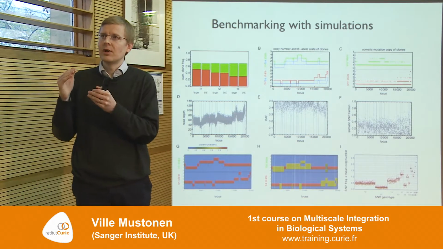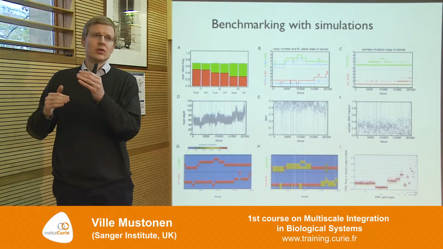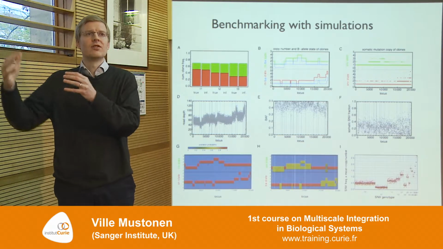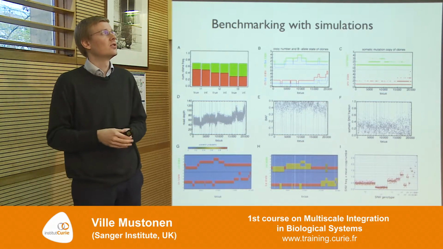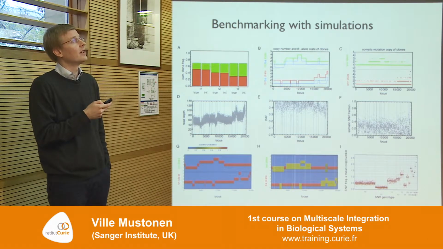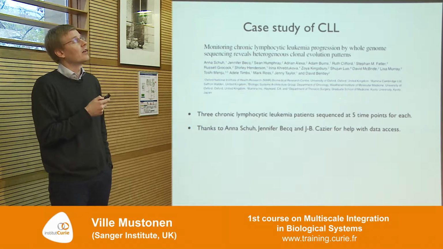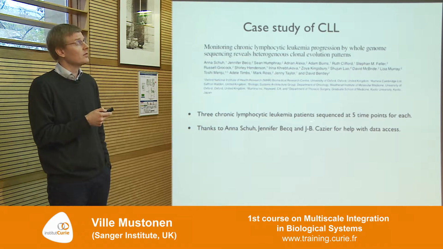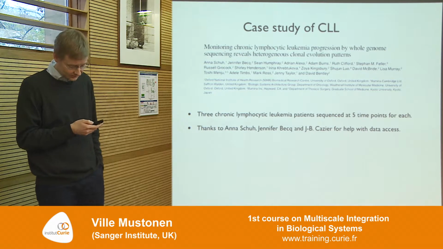And that's very powerful in killing the degenerate solutions, because you see the same system from a different angle. And that's really helpful. So I'm just going to show you some real data. We have done a case study using CLL, chronic lymphocytic leukemia patients, sequenced at 5 time points. I want to thank Anna Shu, Jennifer Peck, and JP Katsia, who helped us with the data access.